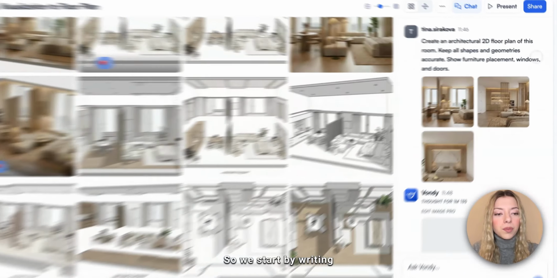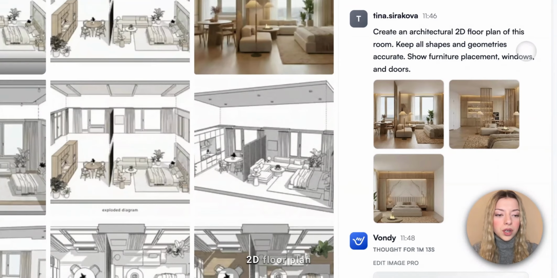So we start by writing a prompt to create an architectural 2D floor plan of this room. We specify that all shapes and geometries should be kept accurate, and also the furniture placement, the windows and the doors should be shown in those floor plans. And I uploaded the 3 images that we generated in the previous workflow, the ones that were my favorites from each view, so facing towards the windows, towards the kitchen, and towards the sleeping area.